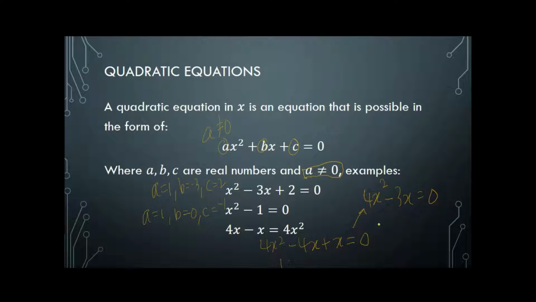In this case, the a is the value in front of x squared, which is 4. What is the b? The b is negative 3. And what is the c? As you can see here, we do not have c. C is the number without x, but it's not here. Therefore, the c is 0. All these are quadratic equations.